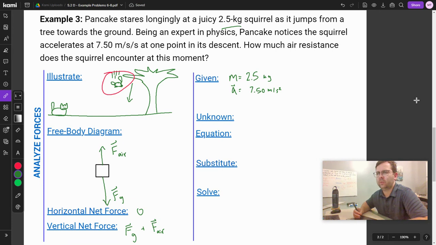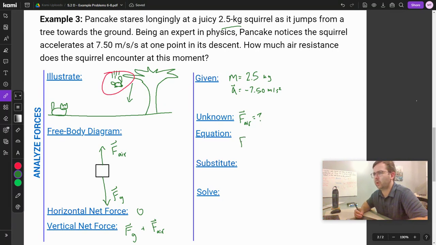Acceleration is a vector, so we have to include direction. And the squirrel is accelerating downwards. It's moving down and it's speeding up. And so we have an acceleration that is downwards, so we need to include a negative sign there. That's an easy thing to forget about, but remember to include direction anytime you have a vector. Finally, we are looking for the air resistance. So that is our unknown. So how much air resistance is there?